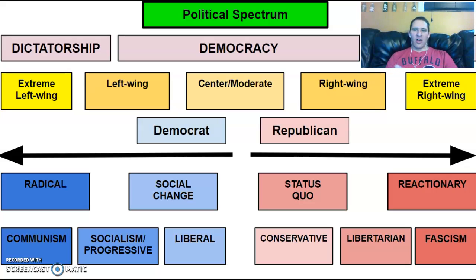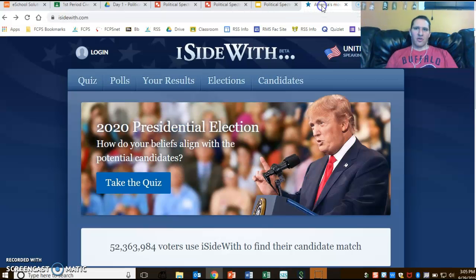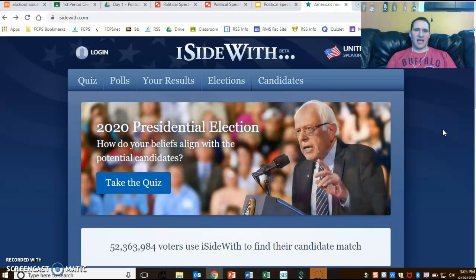So hopefully you wrote that all on the front of number 5. Remember, you can pause this at any time as you need to. I would like to next talk about what you're going to do on the back of number 5. So the first thing you're going to do, let's escape out of this presentation, and let's go to Google Classroom and click on this link, which is the I Side With link.